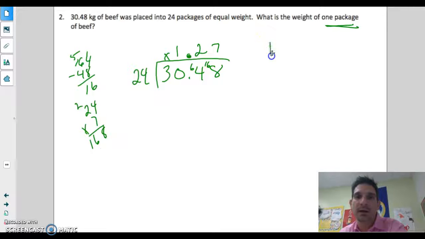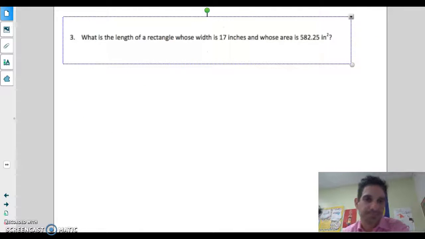So what's the weight of one package? 1.27 kilograms per package. All right, next one.